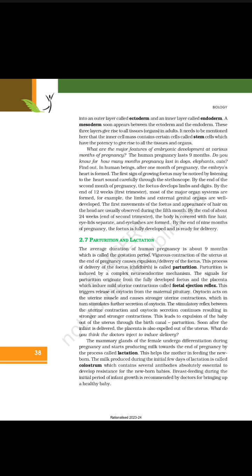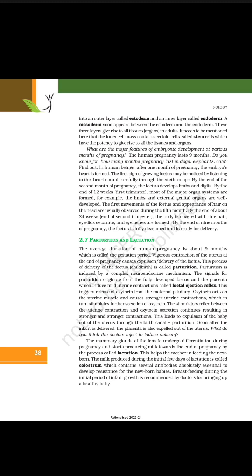What are the major features of embryonic development at the various months of the pregnancy? The human pregnancy lasts 9 months. Do you know for how many months pregnancy lasts in dogs, elephants, cats? Find out. In human beings, after 1 month of pregnancy, the embryo's heart is formed. The first sign of a growing fetus may be noticed by listening to the heart sound carefully through the stethoscope. By the end of the second month of the pregnancy, the fetus develops limbs and digits. By the end of 12 weeks, the first trimester, most of the major organ systems are developed.